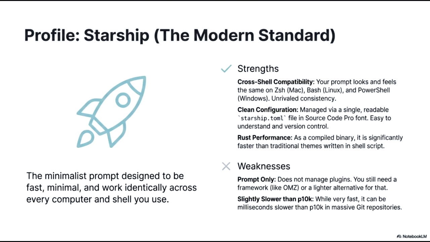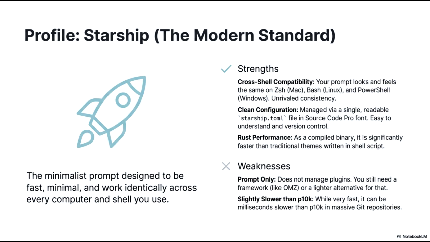Starship has become the modern standard for shell prompts, offering a minimalist design that is both fast and remarkably consistent. Its primary goal is to provide an identical experience, regardless of the environment, working seamlessly across ZSH on macOS, Bash on Linux, and PowerShell on Windows. One of its major strengths is its clean configuration. Everything is managed through a single, human-readable starship.toml file, making it exceptionally easy to understand and maintain under version control.